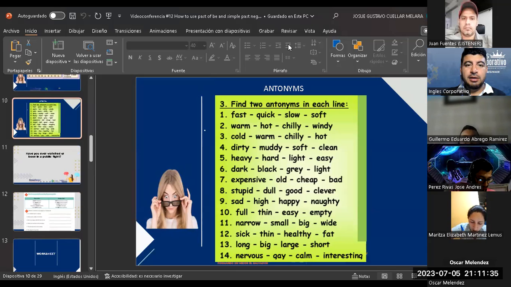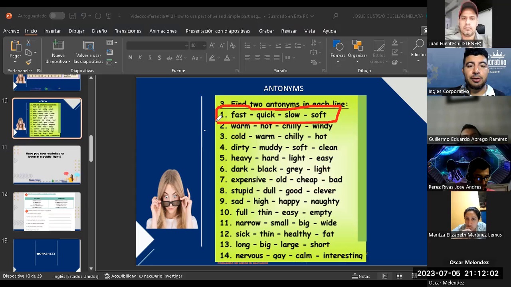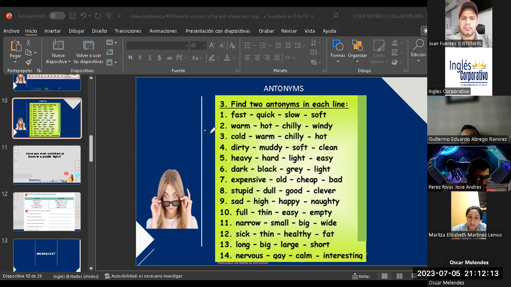For example, here you can find number seven. Look: expensive, caro, cheap. Okay, in every number we have a line of four words. You have to select two words from that category and say what the antonyms are. Vamos a ver los antonyms, okay? Maybe Maritza can help us, or I don't know if we have some other. Sometimes, John, if you could send the screenshot from this, because we're going to work on two worksheets.